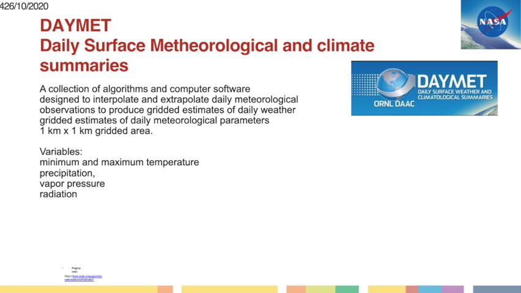DayMet is a collection of algorithms and software designed by NASA and whose main objective is to interpolate and extrapolate meteorological observations on a daily basis in 1 kilometer by 1 kilometer grids. The variables that are being measured include minimum and maximum temperature, precipitation, vapor pressure, and radiation. And just like the other video, we are going to use R to download this information.